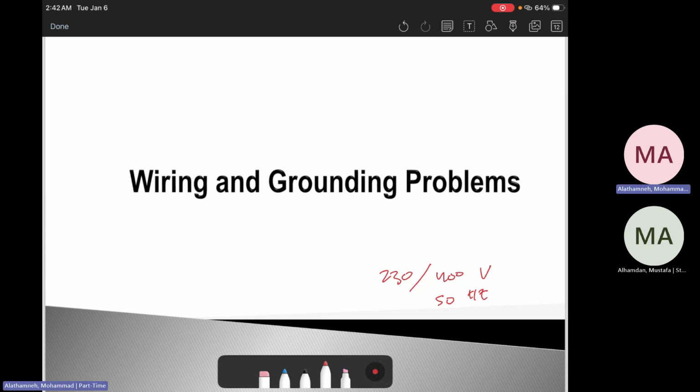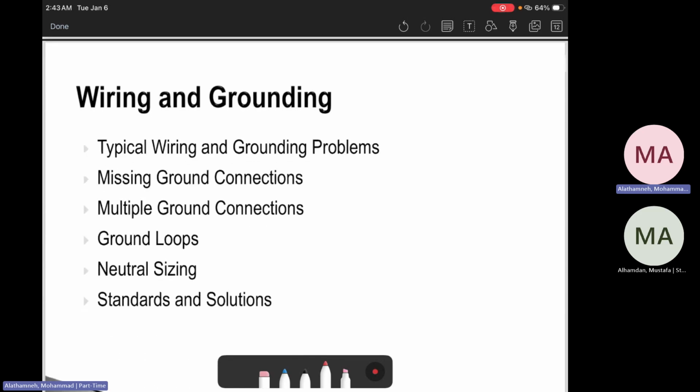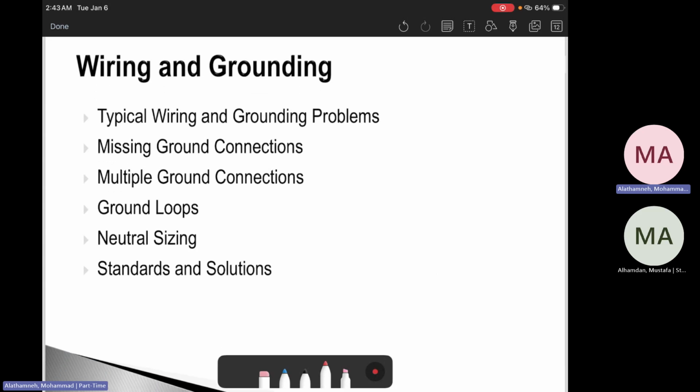There can be many problems, like ground loops. This is one of the common problems that we see nowadays. And sometimes the neutral is undersized. Then how to fix it, that is the thing: what is the right decision to fix the problem. So here is the agenda: typical wiring problems, missing ground connections, multiple ground connections, ground loops, neutral sizing, and standard solutions.